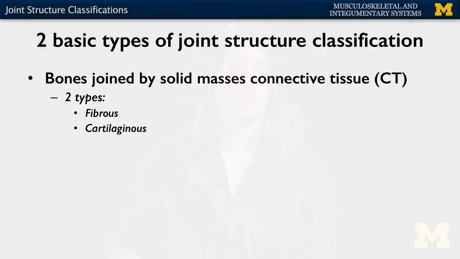Okay, let's break down the joint structure classification schemes. As we discussed previously, there are two basic types. The first is the solid mass of connective tissue. The solid masses of connective tissue are actually connecting the bone or binding the bone.